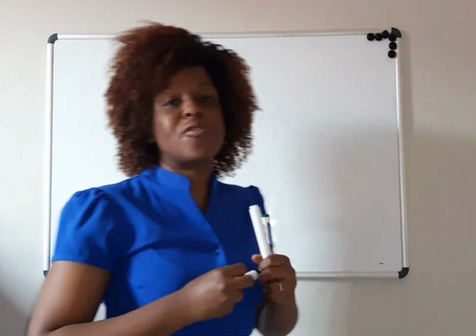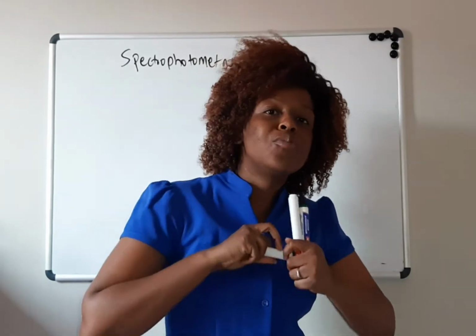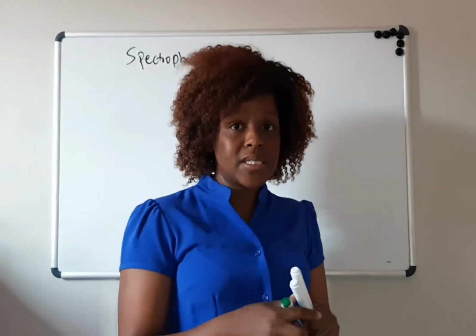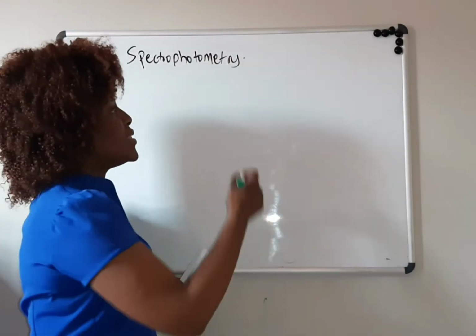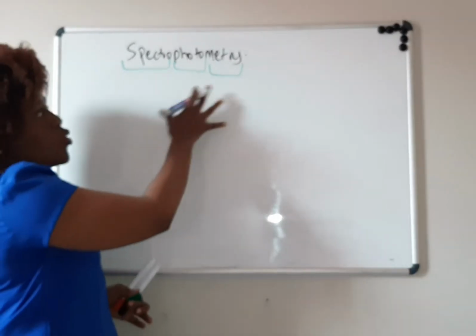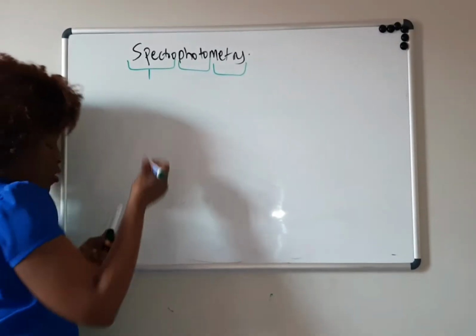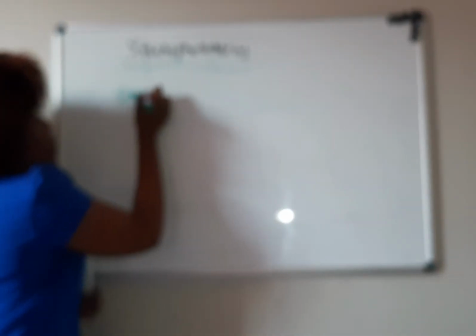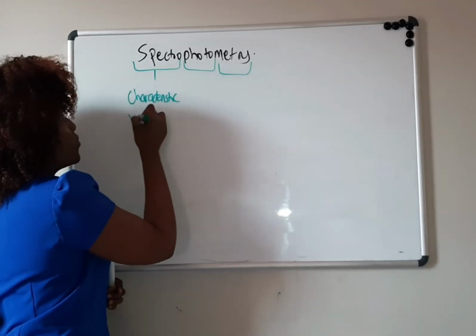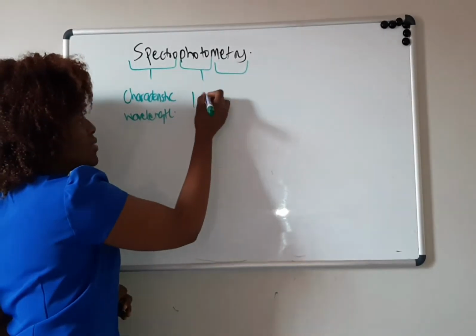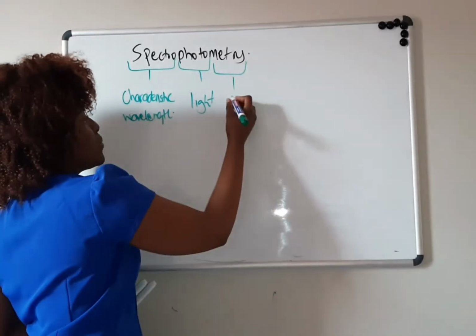So what is spectrophotometry? What I like to do, for me to always remember and understand a term, is to dissect it. With spectrophotometry, there are basically three words: spectro, photo, and metry. Spectro represents characteristic wavelength. Photo refers to light, and metry is the measurement.